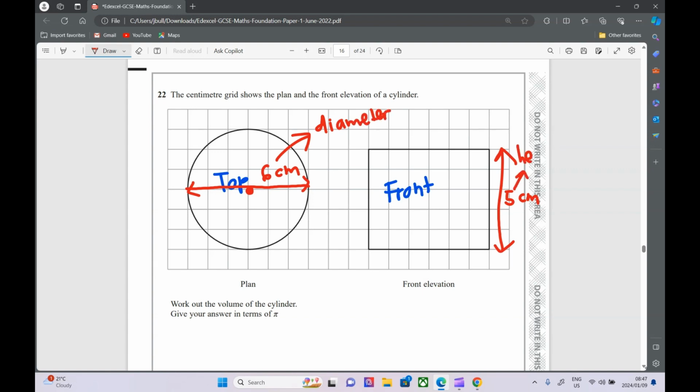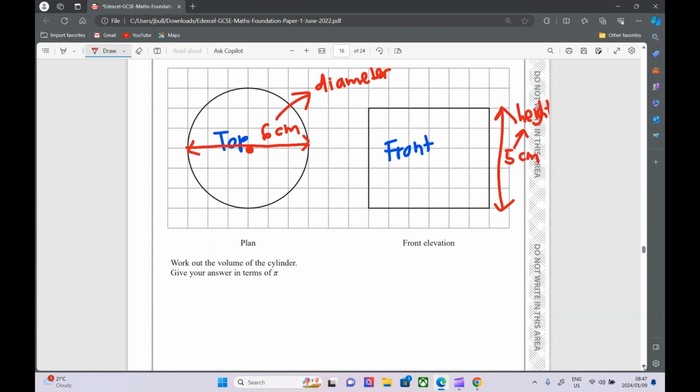Okay, that's our diameter. That is our height. Work out the volume of the cylinder. So now you can see why we were working out the diameter and the height. So the volume of the cylinder, give your answer in terms of pi. So they just mean don't work out, you can just leave it in pi.